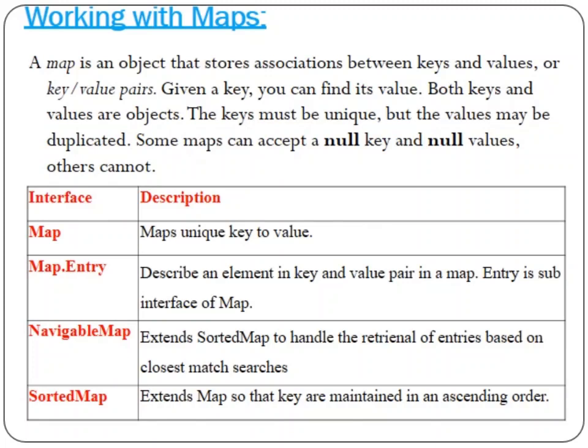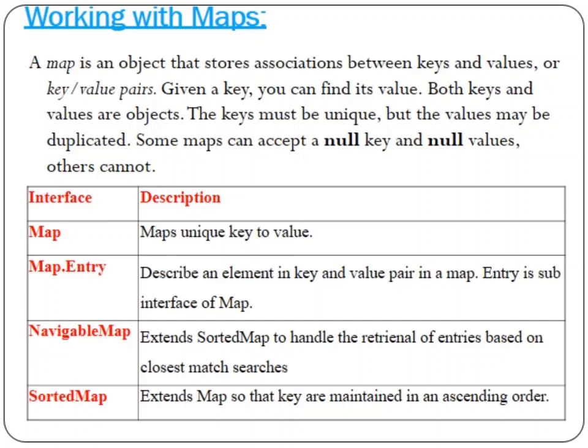So working with the Map interface, what is the Map? The Map is an object that stores information associated with keys and values, or key and value pairs. With the help of a key, we can find its corresponding value. Both keys and values are objects, and the key must always be unique, but the values can be duplicated.